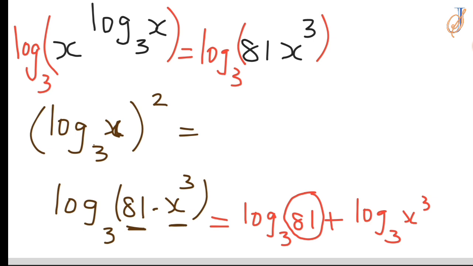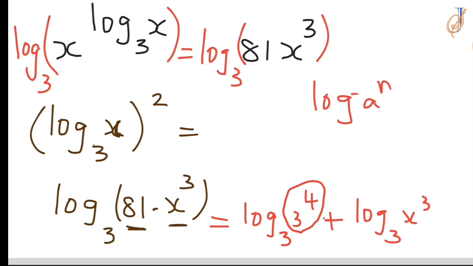Now observe this 81. 81 we can write it as 3 raised to the power of 4. 3 raised to the power of 4 is nothing but 81. So instead of 81 we can write 3 raised to the power of 4. Now again it is in the form of power. So we can use power rule property of logarithm. Log of a power m, that is equal to m into log a. So use that property here.